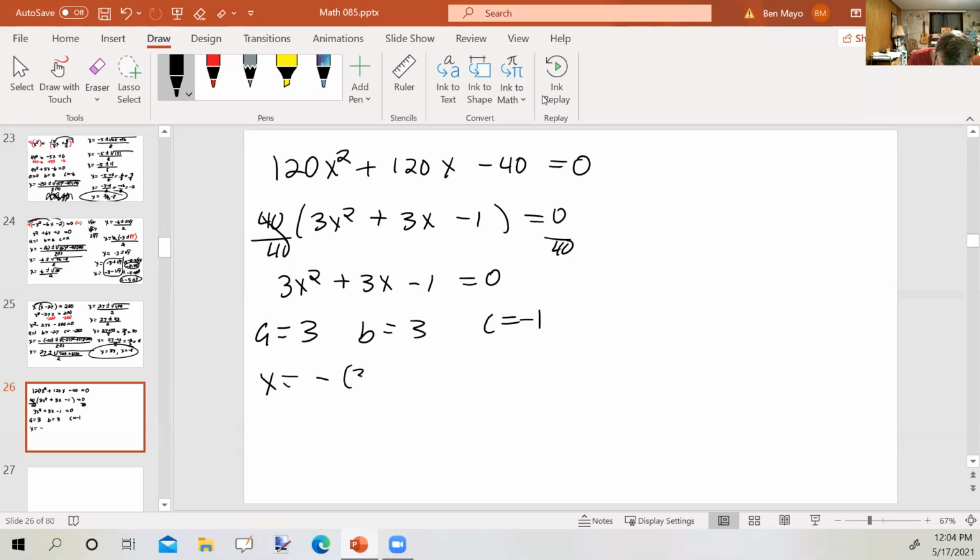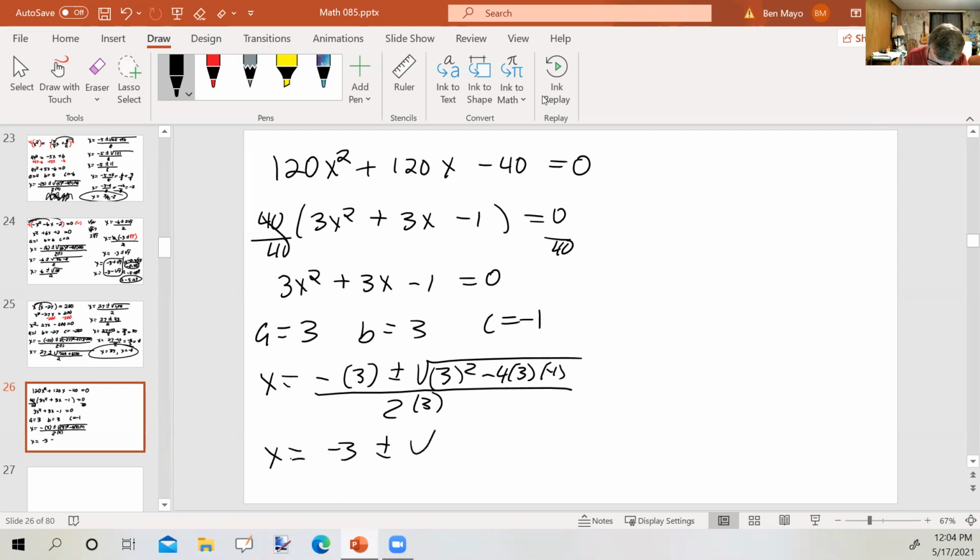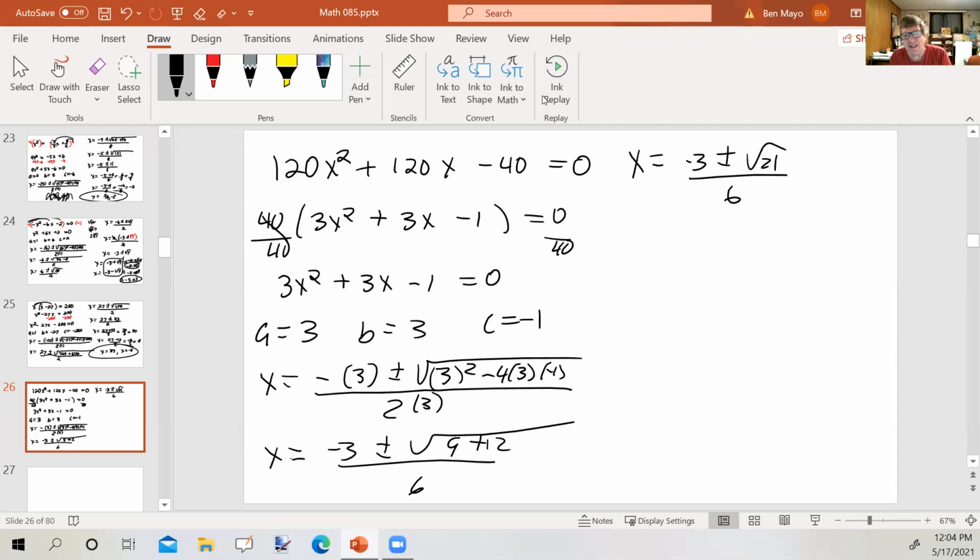x equals -b plus or minus the square root of b squared minus 4ac all over 2a. x equals -3 plus or minus the square root of 9 plus 12. -4 times 3 times -1 is a positive 12, all over 6. x equals -3 plus or minus the square root of 21 over 6. Can't simplify the square root of 21, so x is -3 plus the square root of 21 over 6, and -3 minus the square root of 21 over 6.